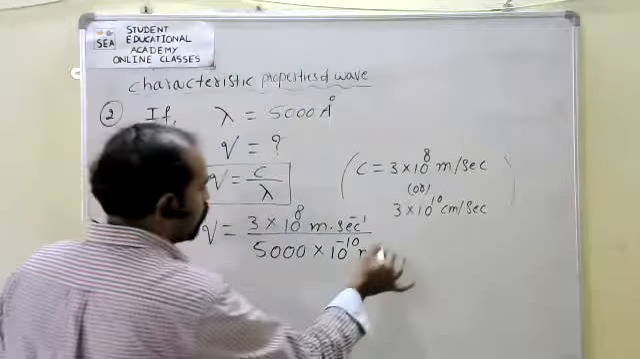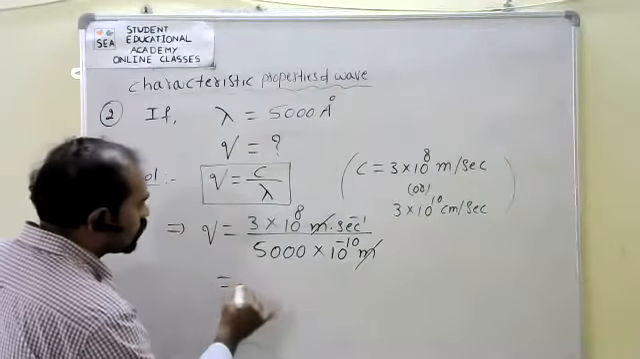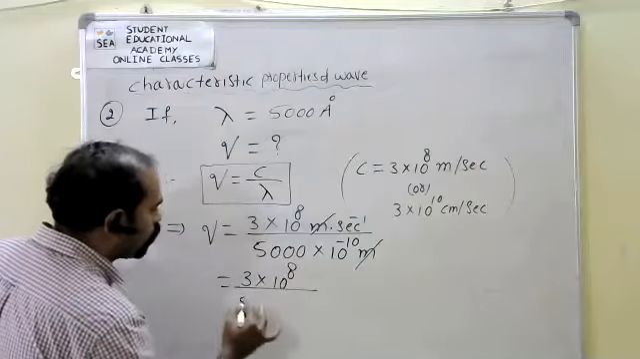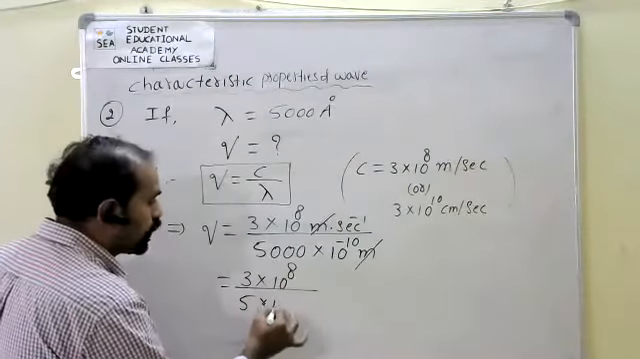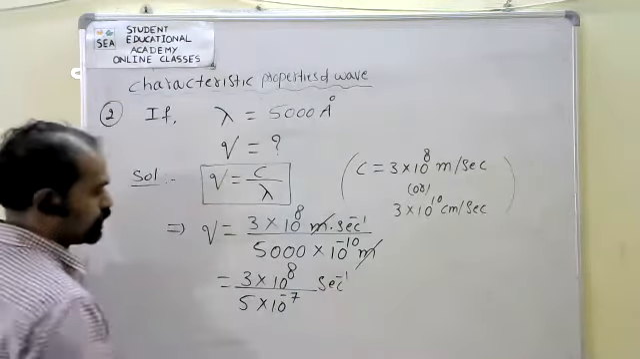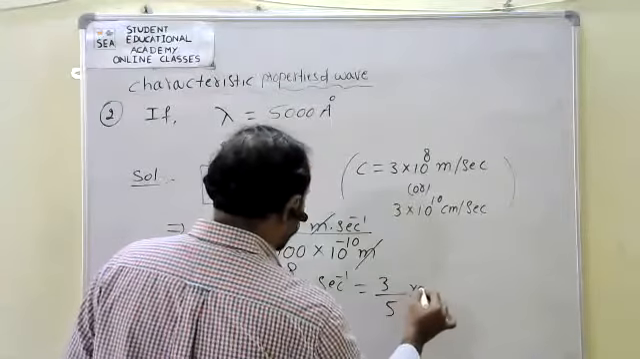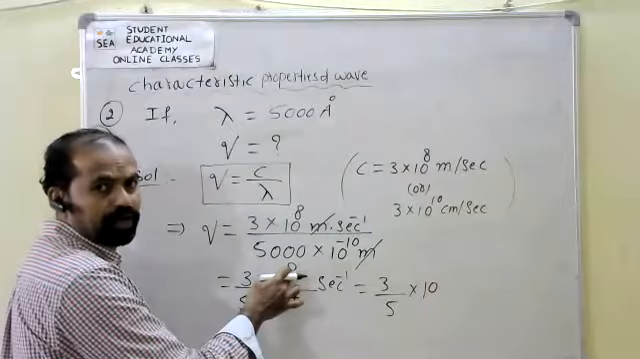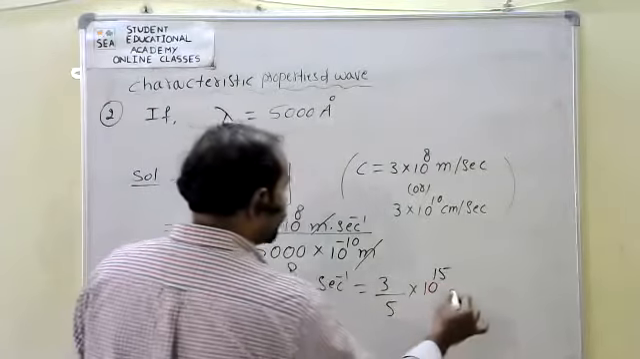Now here meter gets cancelled. After that, it is 3 into 10 power 8 upon 5, which is nothing but 10 power 3. So into 10 power minus 7, remaining second inverse. Now 3 by 5 into 10 power minus 7 plus 7, that equals 10 power 15 total.